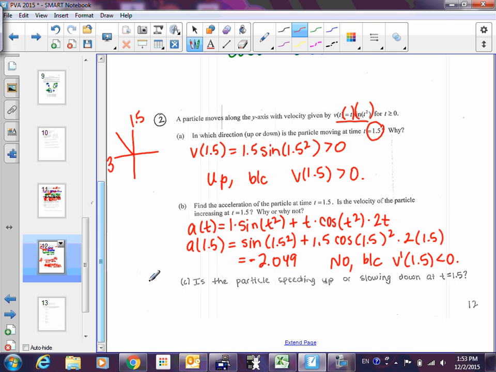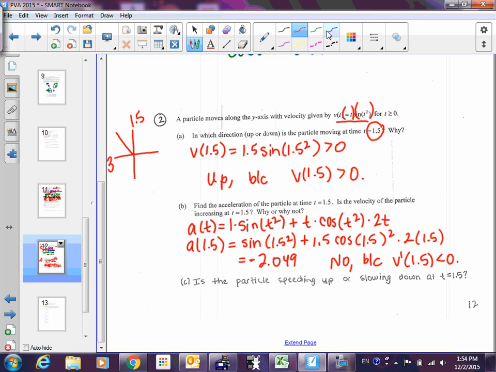Okay, last part. Can you still use this chart? Yes, and still just plug in. Because position is f, velocity is f prime, and acceleration is f double prime. So everything we learned in chapter 3 applies.